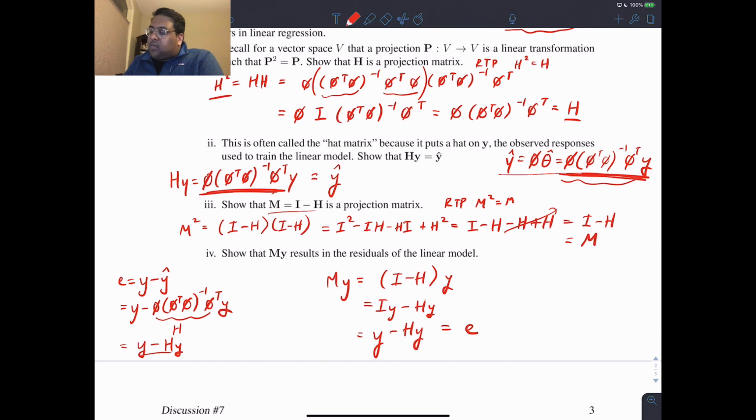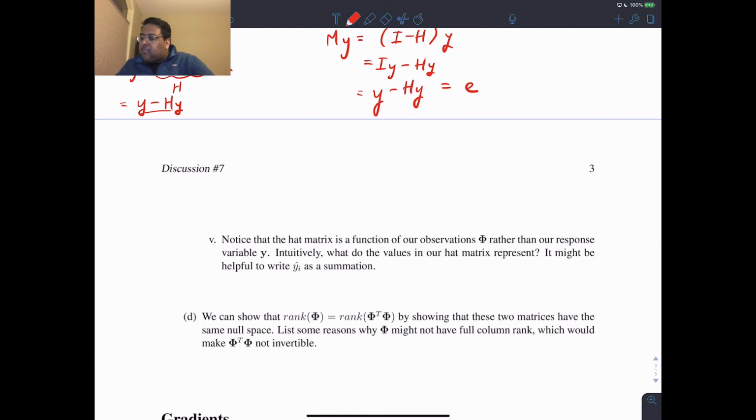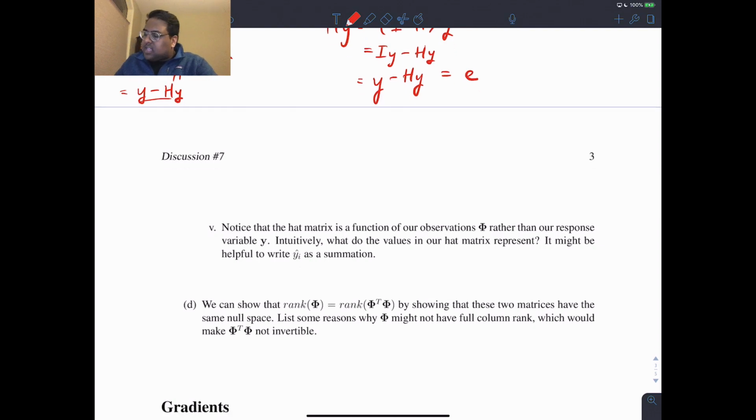Okay, so we've shown that when you multiply matrix M, which is just I minus H, by Y, it gives you the residuals or the errors. Okay, now in part 5 of this question, we're told, notice that the hat matrix is a function of our observations phi rather than a response variable. What do the values in our hat matrix represent?